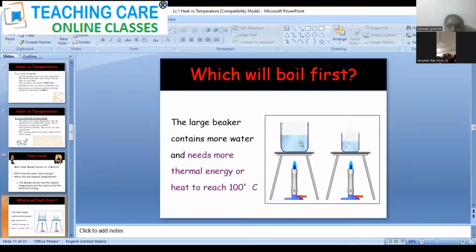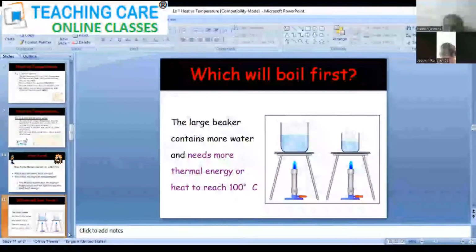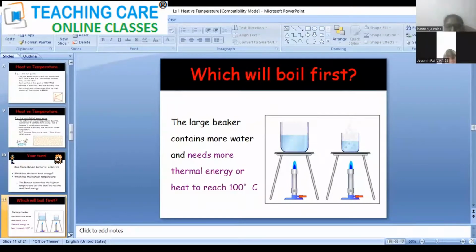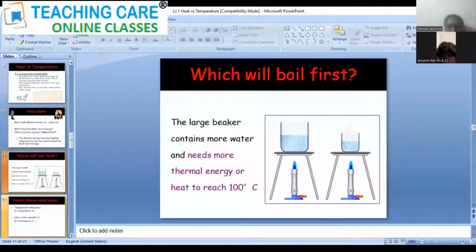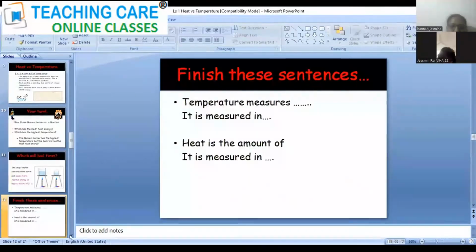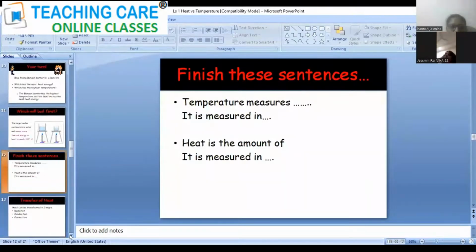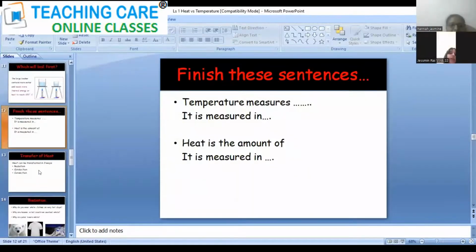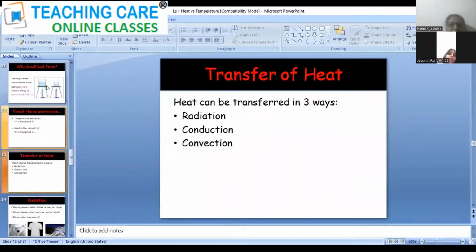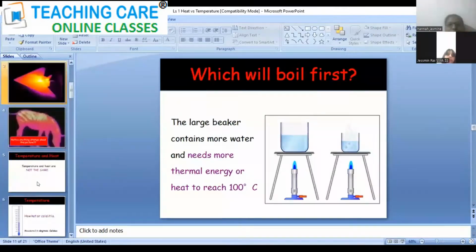Now look at this. This bottle has got more water and the small beaker has got lesser water. So which one will boil quickly? Ma'am, the smaller one, because there's lesser particles. Yes. This one you know, the transfer of heat. So I just want to explain to you that heat and temperature are not the same.